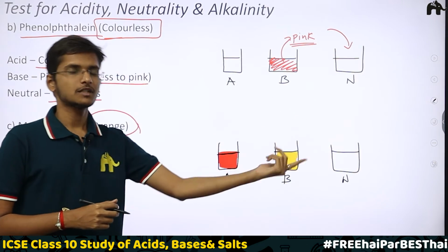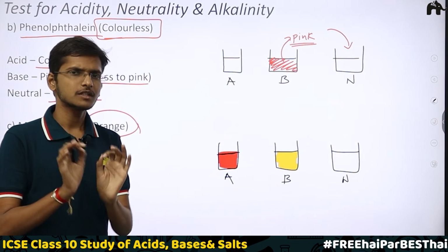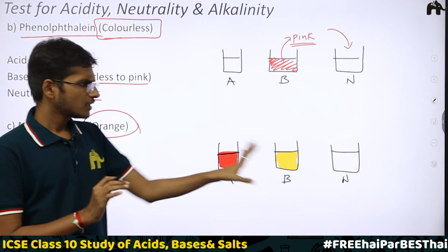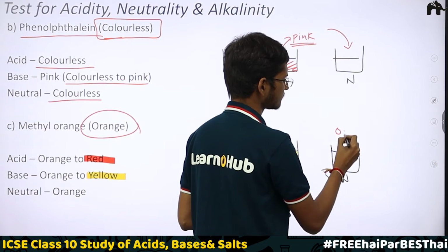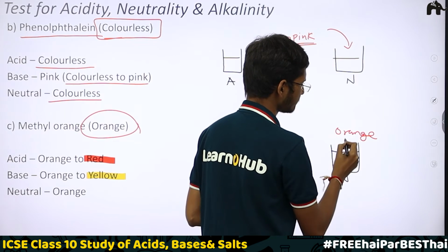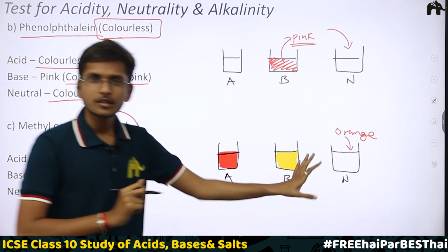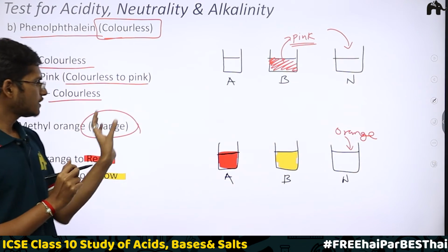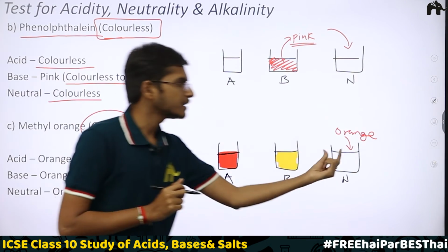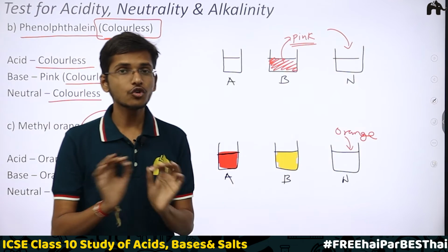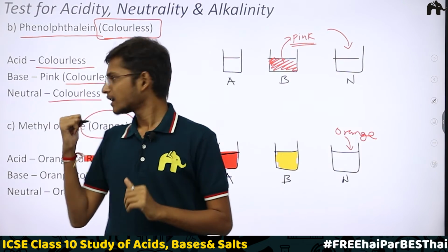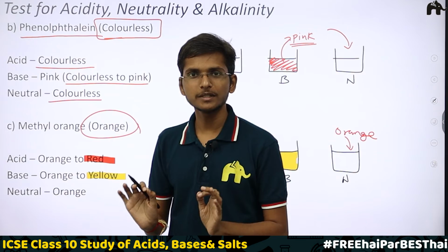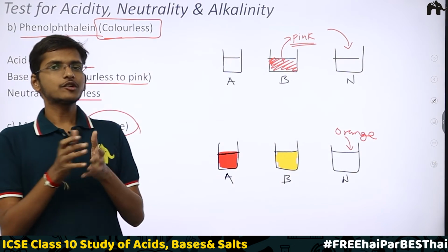Very simple. And lastly, in case of neutral solutions, when we add methyl orange into the colorless neutral solution, the color of the solution becomes orange. So this means that the orange color of our methyl orange indicator remains orange. So no change in the color of the indicator. Very simple.